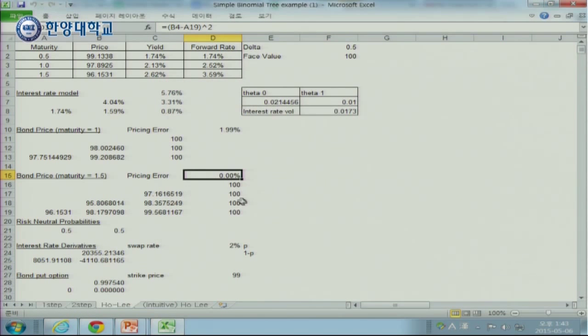No. Wrong. Okay. Now you matched this one, but now we have a pricing error for this one. Okay. We want to make both of them 0. So how can you do that? 저 어떻게? You messed up something. Okay.